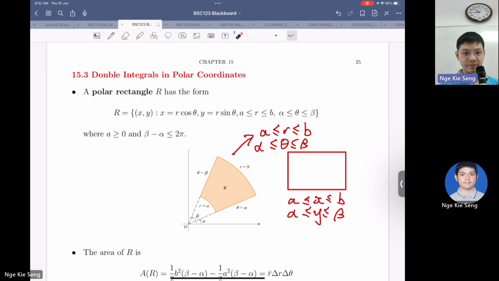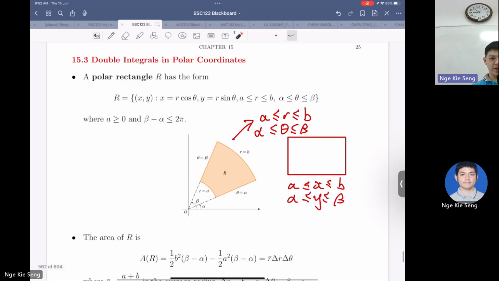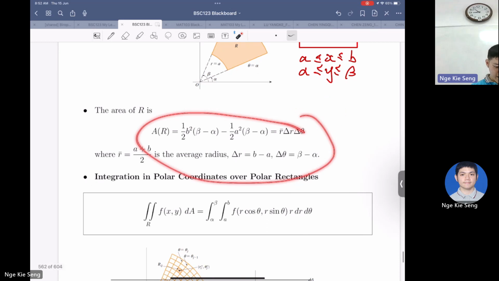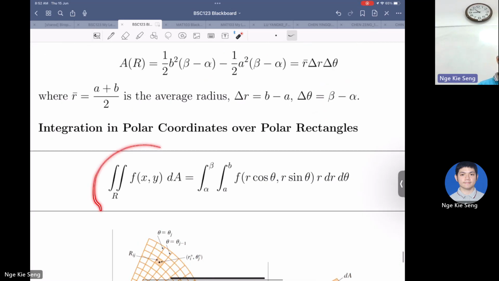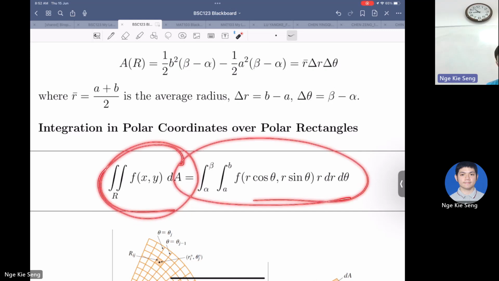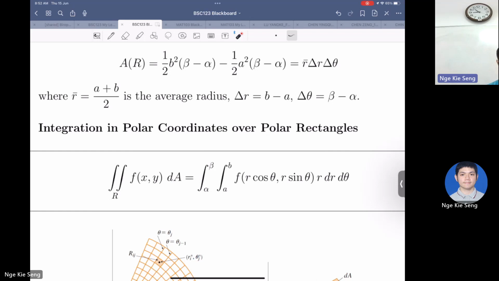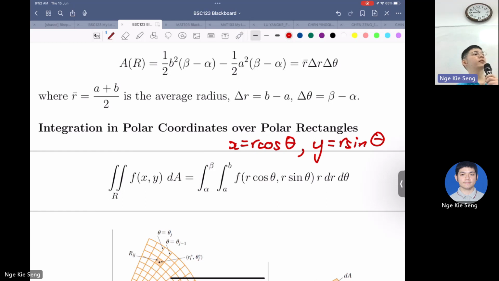I don't want to explain how we find this area here, but if we change coordinates from rectangular to polar coordinates, you replace your x and y with r cos theta and r sin theta. This should remind you of chapter 10. But the extra thing here is this r. You need to multiply by this extra r here.